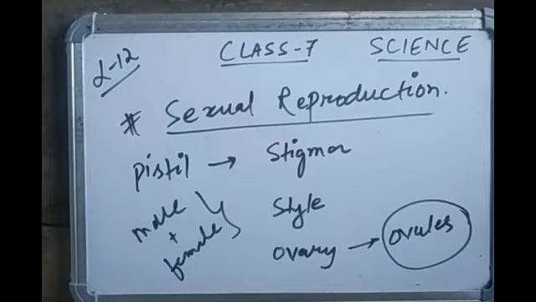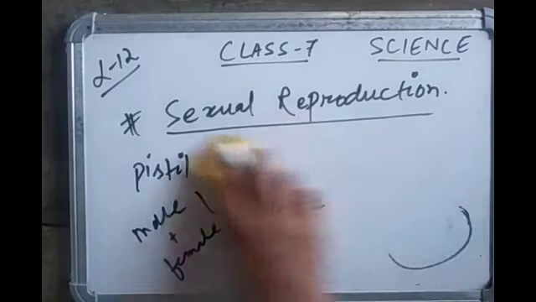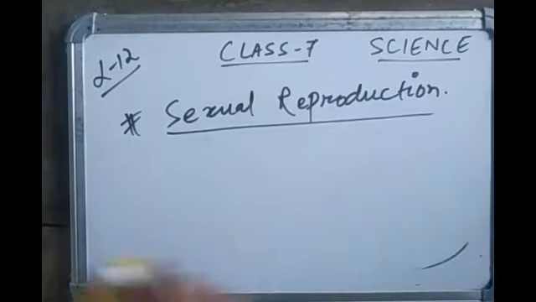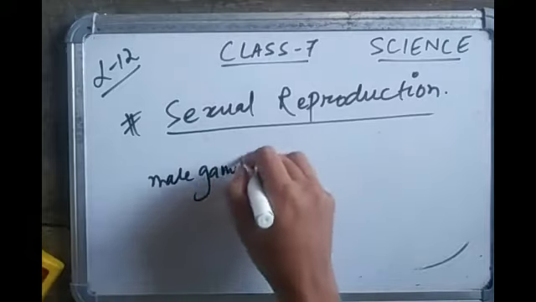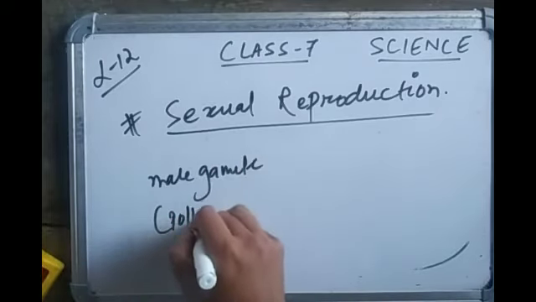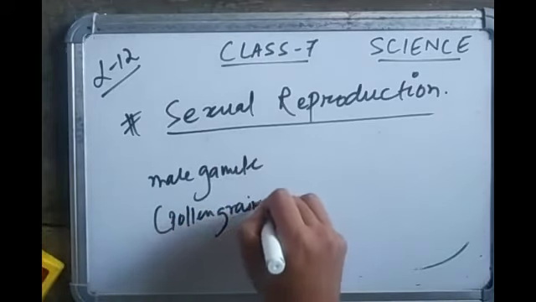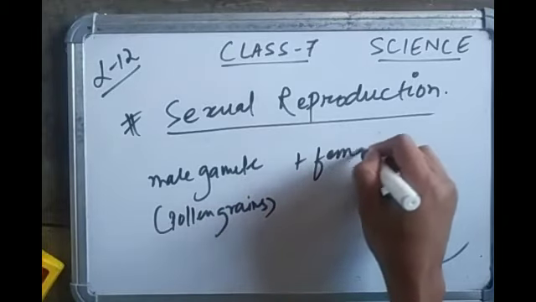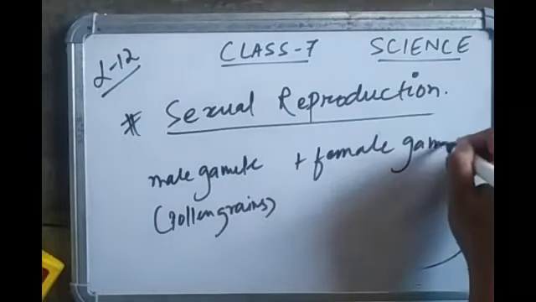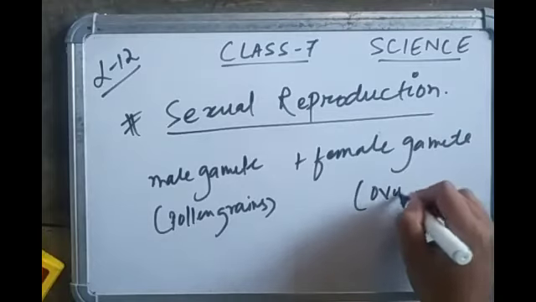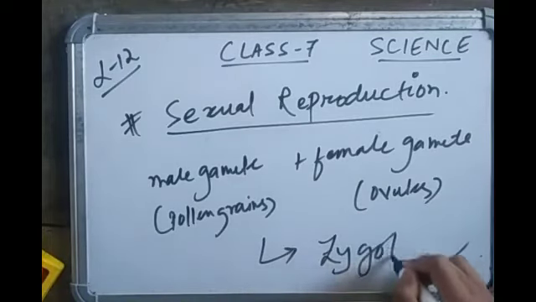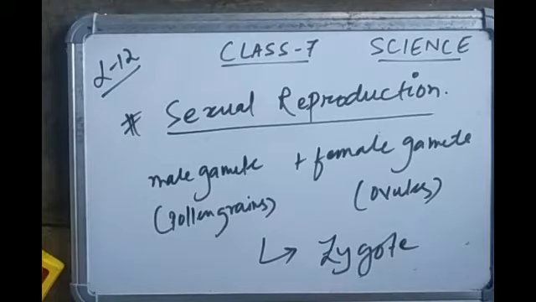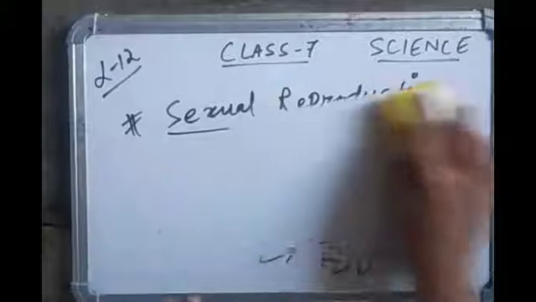As a zygote forms. Male gametes are in the pollen grains in the anther, and female gametes are in the ovules. They fuse to form a zygote. So the third point is pollination.